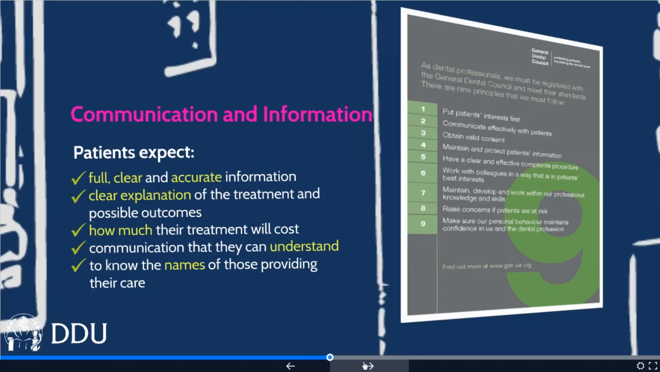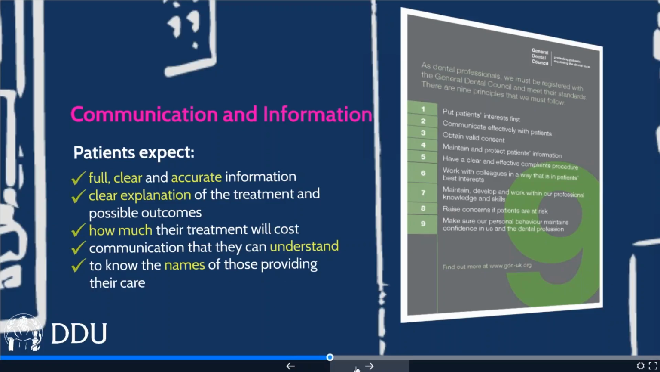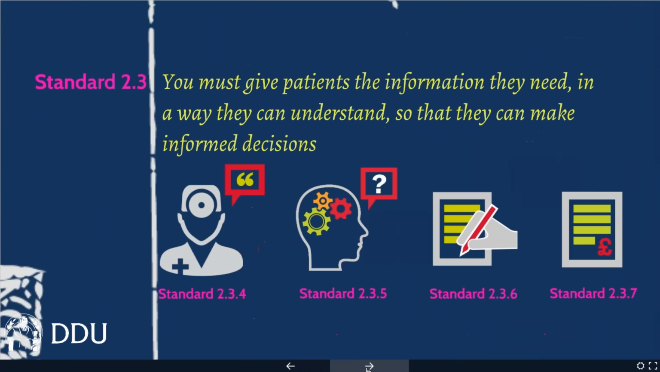If you look at Principle 2, it requires that we communicate effectively with patients. Principle 3 is obviously obtain valid consent, but I'm flagging this up so that you're aware that the elements of valid consent aren't solely contained within Principle 3. Principle 2 sets out very clearly that patients expect full information, clear expectations, details of the cost, communication that they can understand, and they want to know who's carrying out the treatment.